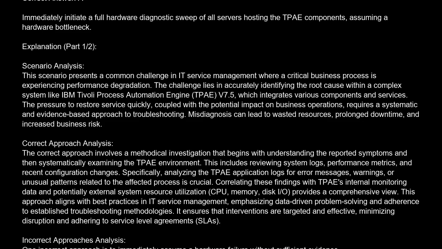The correct answer is A. Immediately initiate a full hardware diagnostic sweep of all servers hosting the TP components, assuming a hardware bottleneck.